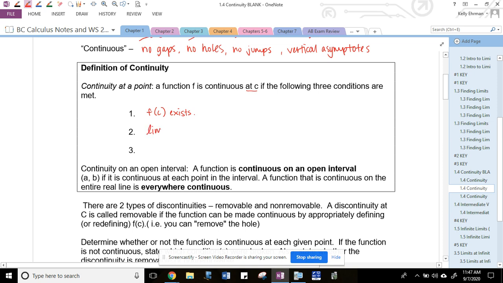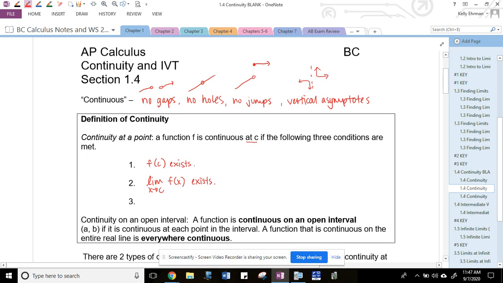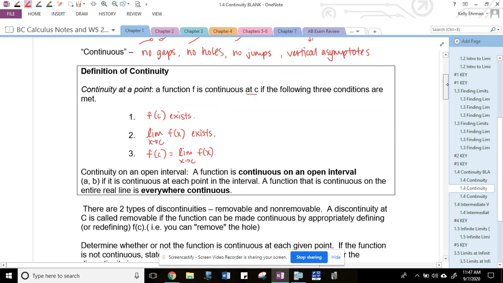Also, the limit as x approaches c of f of x has to exist as well. And then finally, the third piece, these two values have to match each other. The function value has to be the same as the limit value. So f of c has to equal the limit as x approaches c of f of x. And so if they don't match, you just don't have a continuous function.